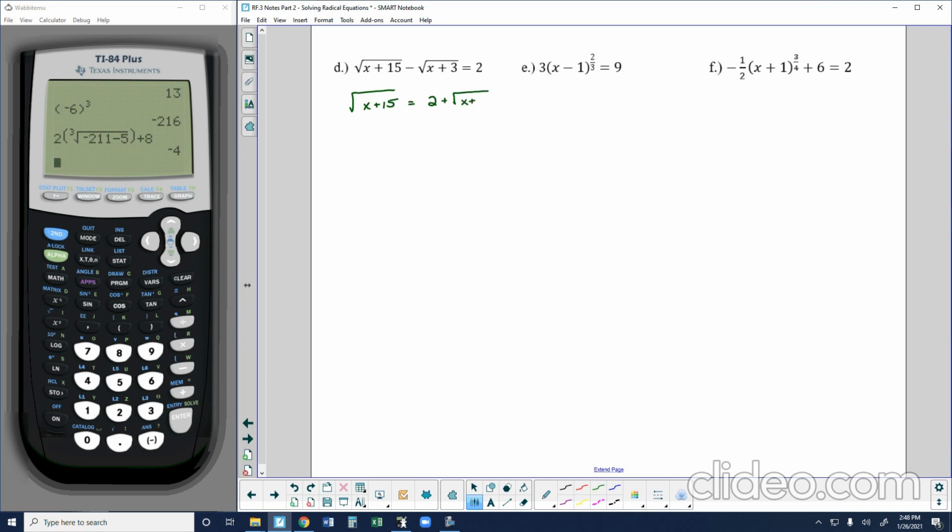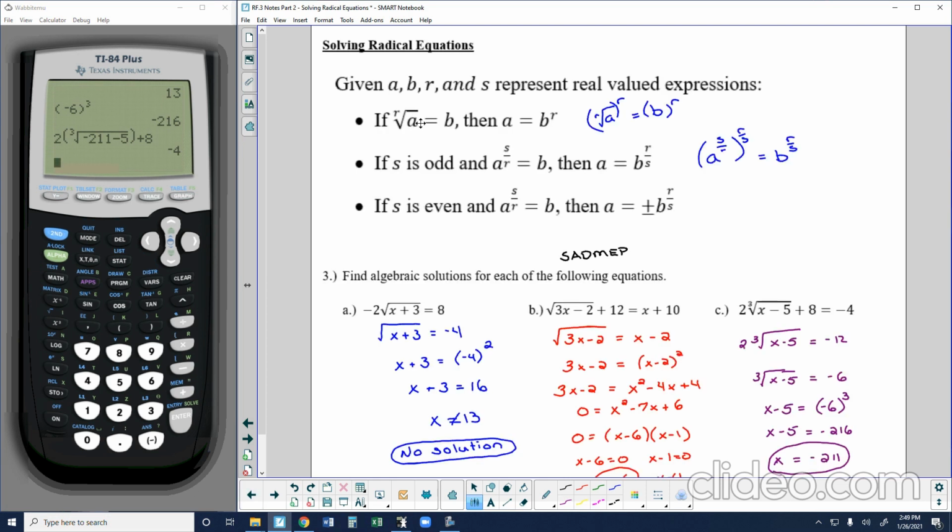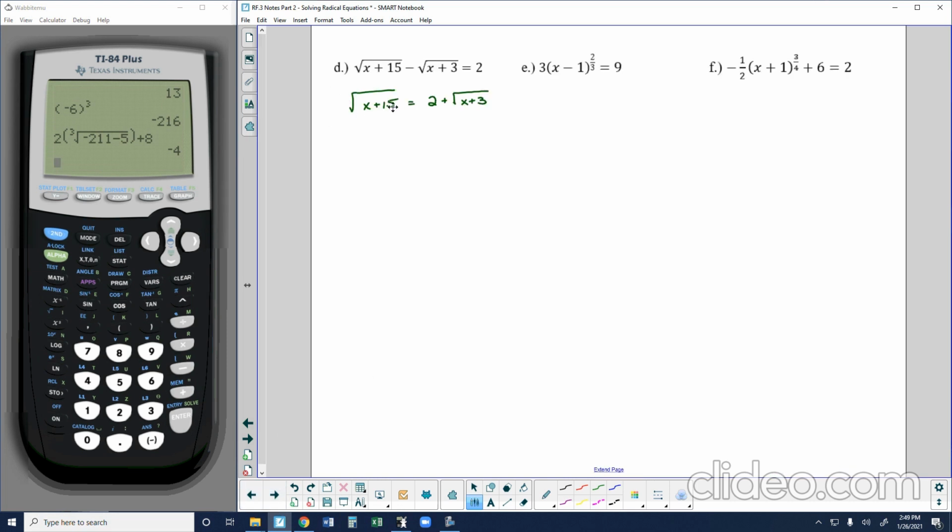Now, you do not have to do this, but what we're going to try to do is get rid of the roots. And in order to do that, we want to get to our property that we wrote down here, which has a radical expression by itself. So if I can get the root of x plus 15 by itself, now I can square both sides to get rid of my first root.